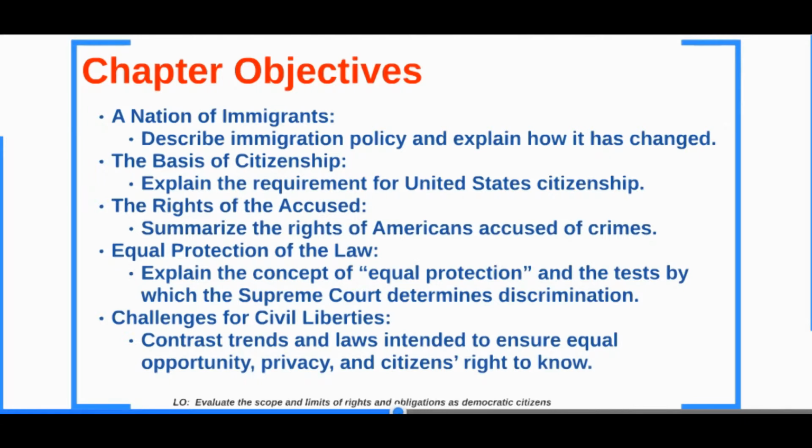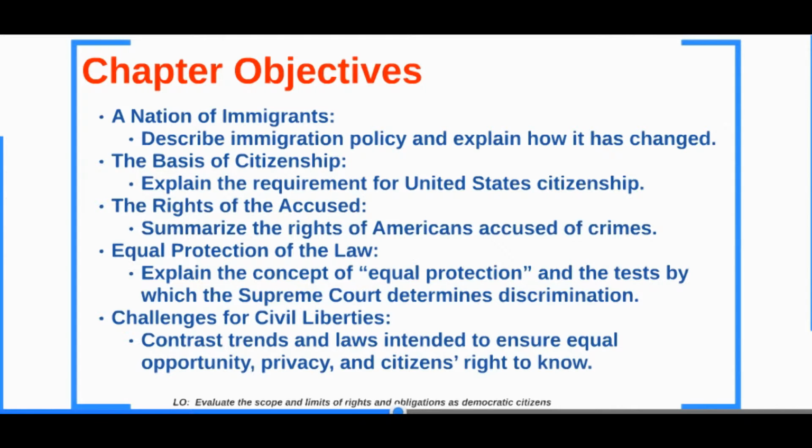The Rights of the Accused. Section 3. Summarize the rights of Americans accused of crimes. Equal protection of the law. Section 4. Explain the concept of equal protection and the test by which the Supreme Court determines discrimination.